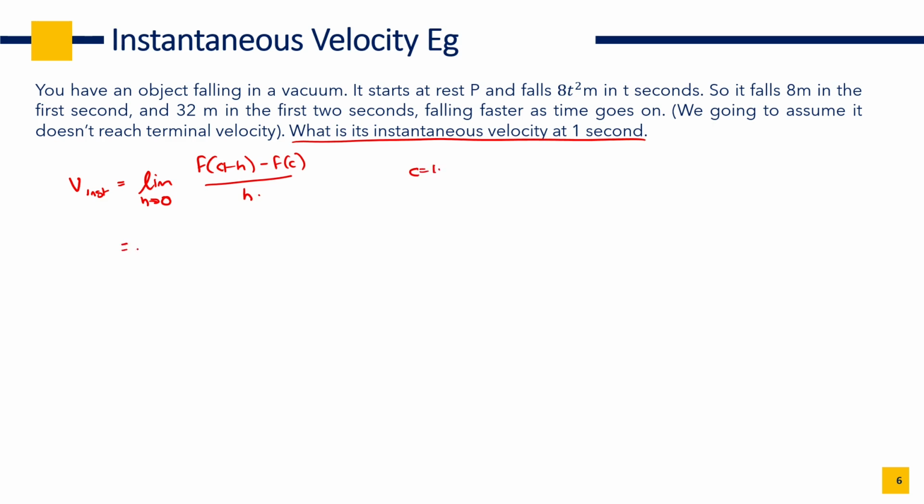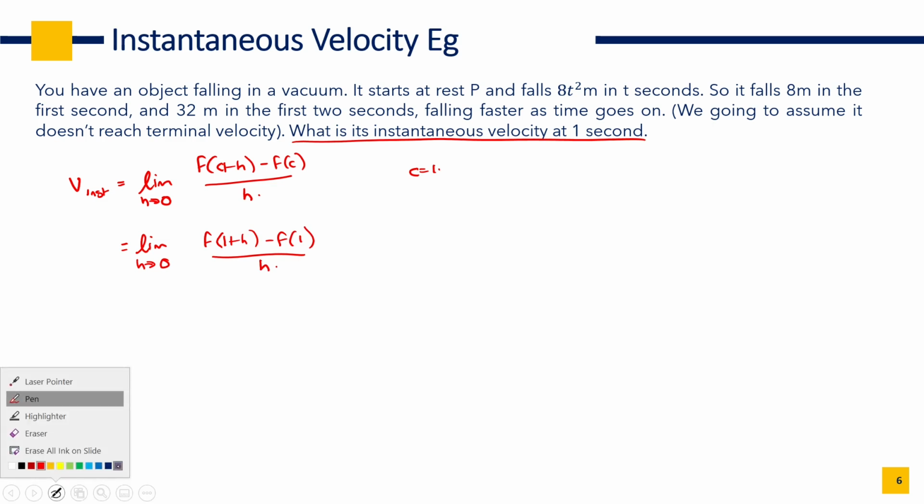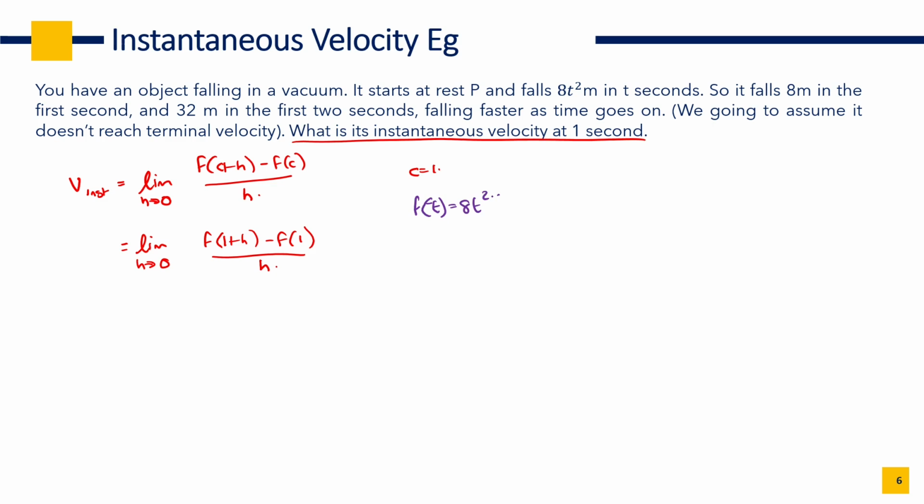So we're actually looking at the limit as h tends to 0 of f(1 + h) minus f(1) over h. And now we have to actually put in those values. We have to remind ourselves, what is the function, and go from there. Our function in our case is f(t) equals 8t squared. So now f(1 + h) is going to be 8(1 + h) squared.